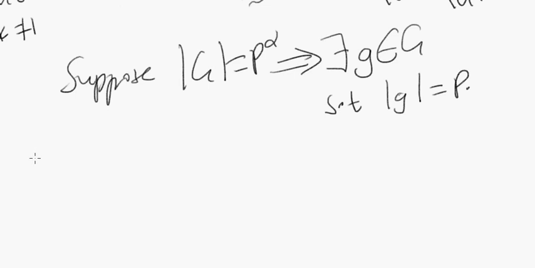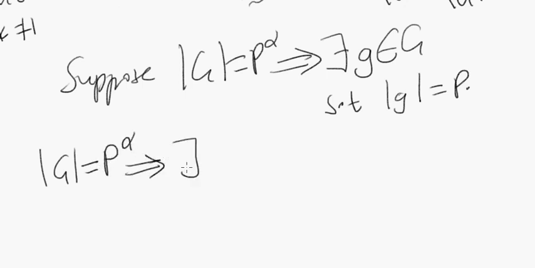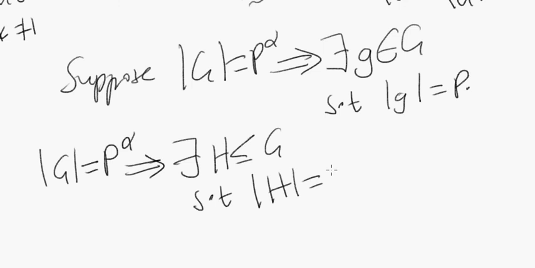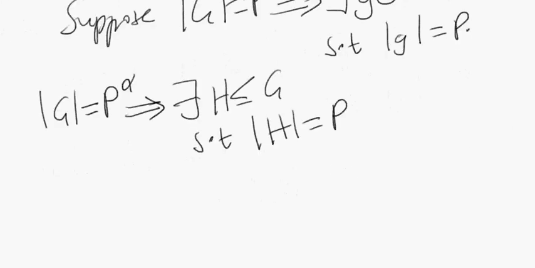Well, for now, let's see if our previous theorem can help us, since we're trying to see what the consequences of our theorem are. Suppose that the order of G equals p to the alpha. Doesn't that mean that there exists some subgroup H of G such that the order of H equals p? But if the order of H equals p, doesn't that mean that H is cyclic?